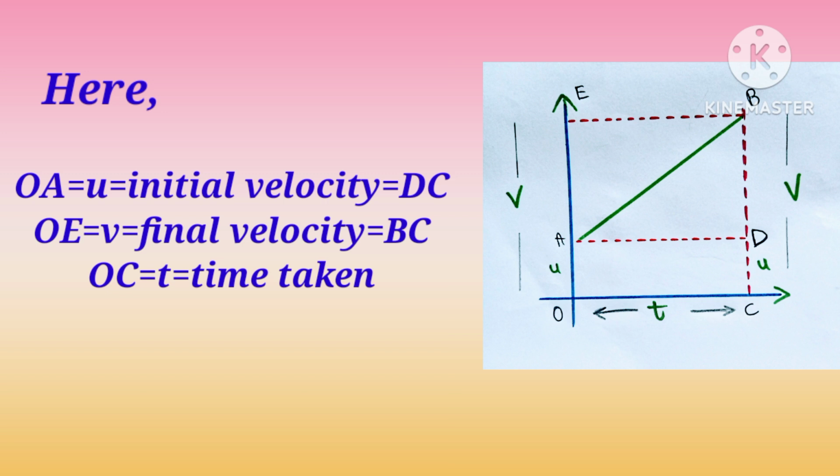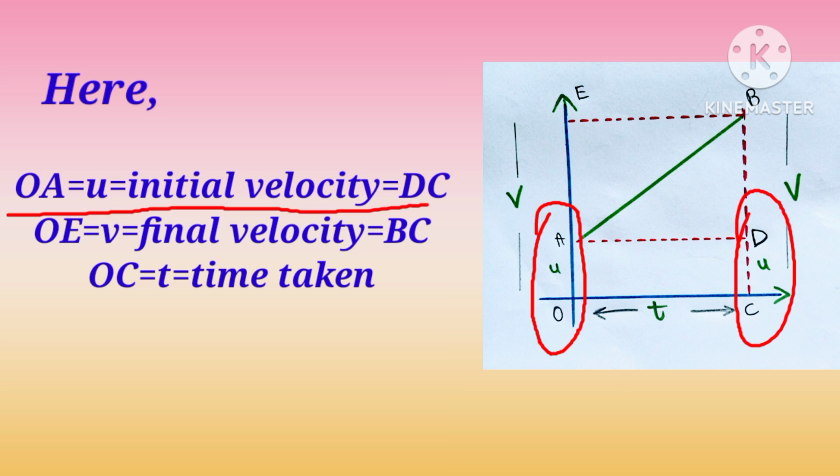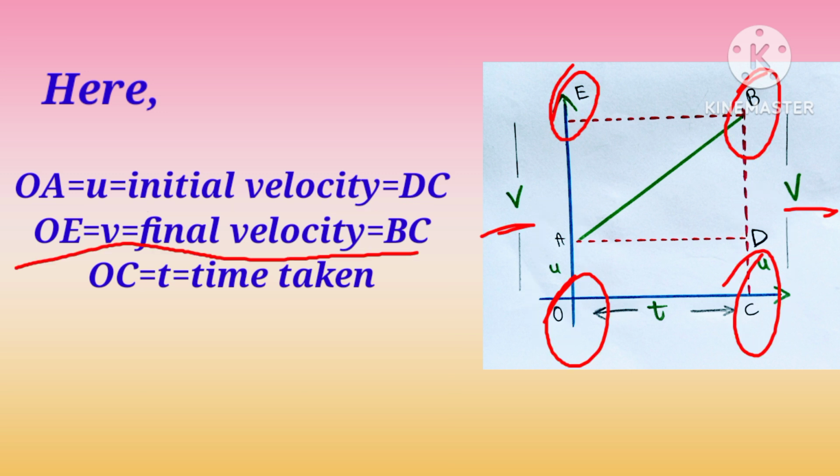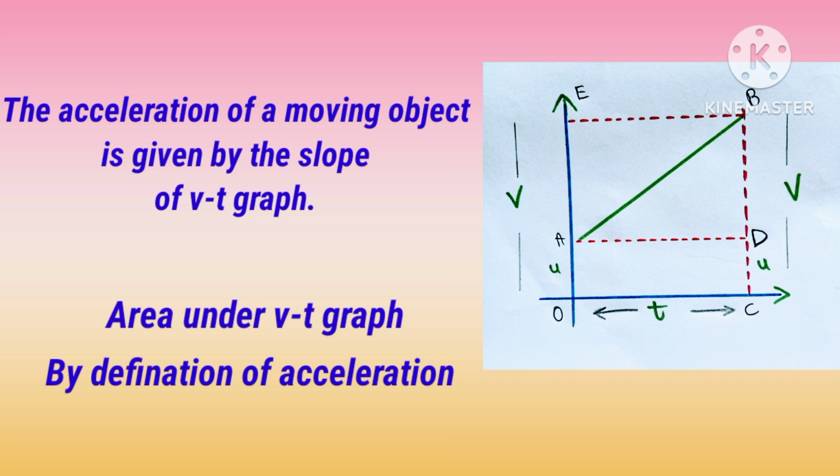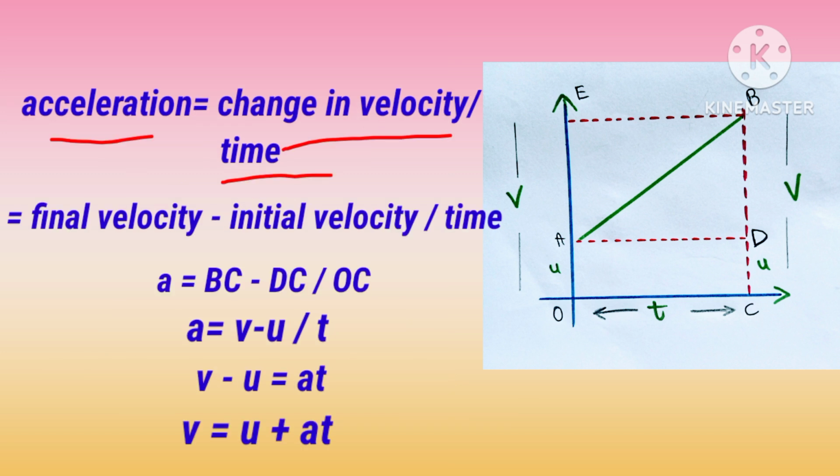On the graph you can observe that OA equals u, the initial velocity, equals DC. OE equals v, the final velocity, equals BC. OC is the time. The acceleration of a moving object is given by the slope of the velocity time graph. By definition, acceleration equals change in velocity divided by time.